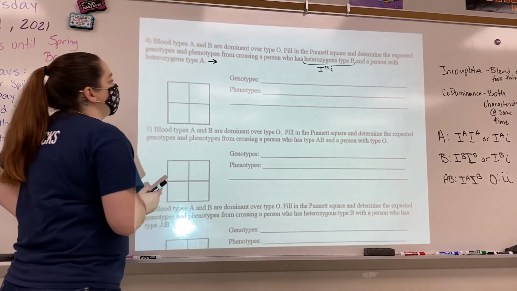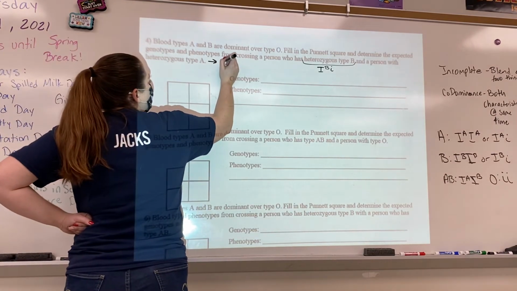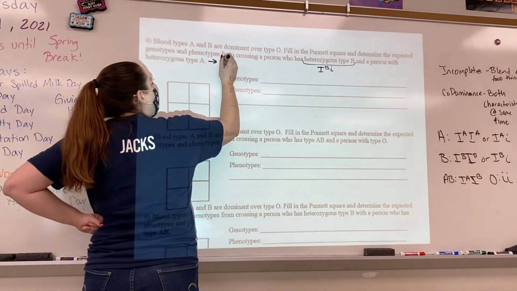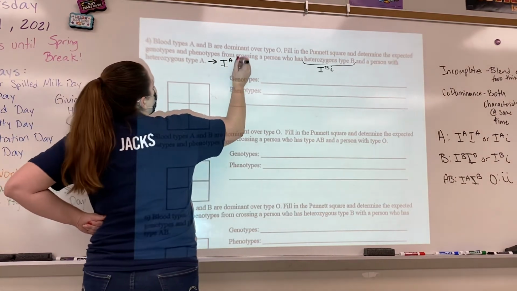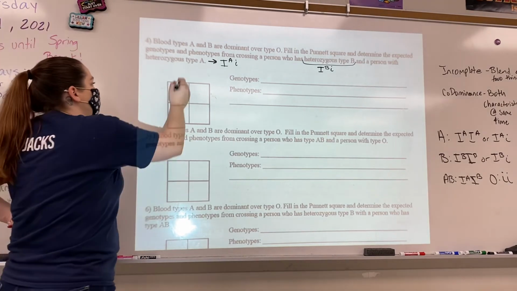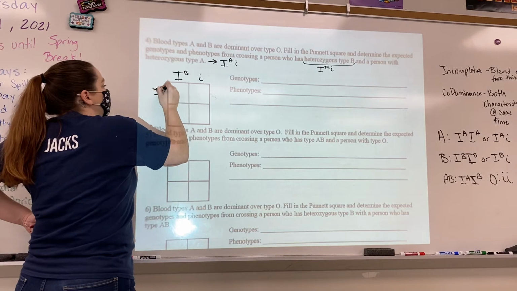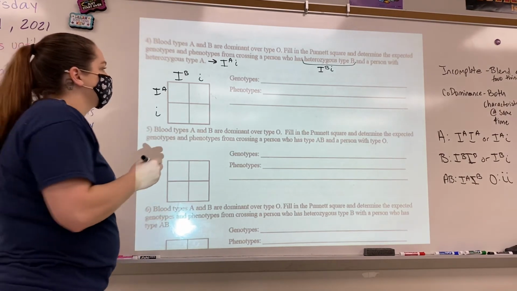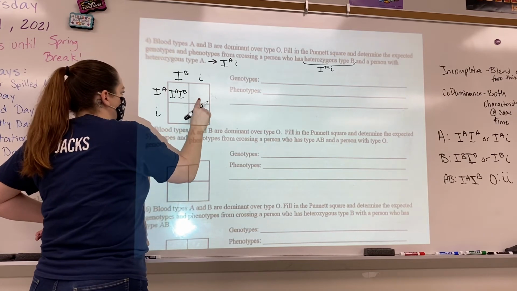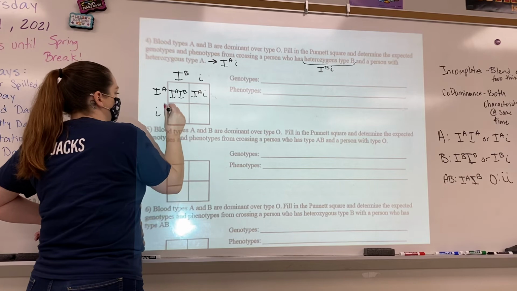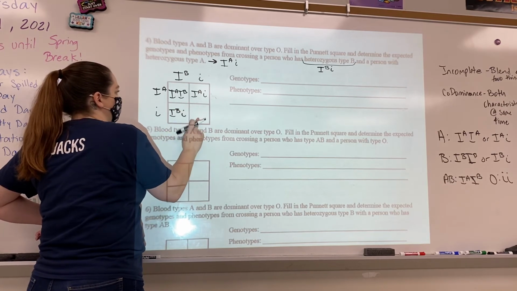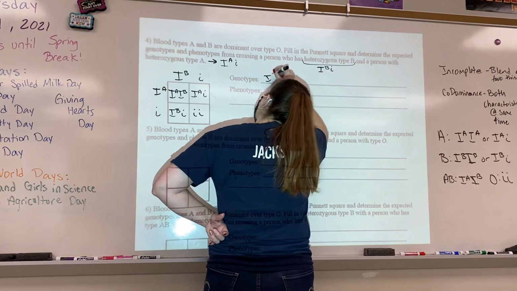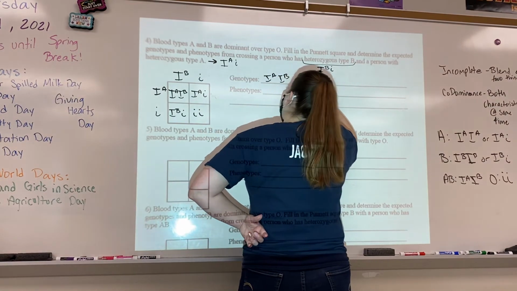What about a heterozygous type A parent? What would that look like? So heterozygous, is that the same or is that different? Different. So you have to have the A, and then lowercase i because it's heterozygous. All right, so now you're going to cross those two. And you're going to tell me, what are my genotypes? Capital I, lowercase i. Okay, so what are my possible genotypes? All four of them, right? Yeah.